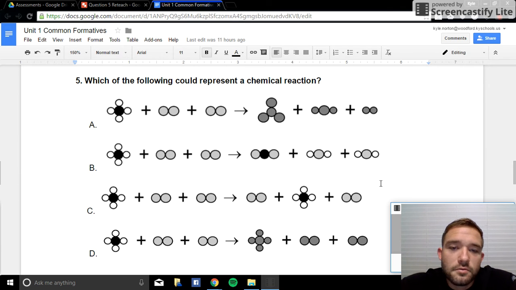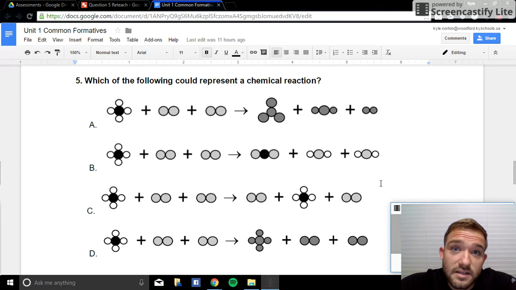All right, if you are looking for the question 5 reteach, you are in the right place. And this one is a notoriously tricky question, so pay close attention and I will help you out. It basically just says which of the following could represent a chemical reaction. What it's attempting to see is if we have the right understanding as to all of the things that make up a chemical reaction.